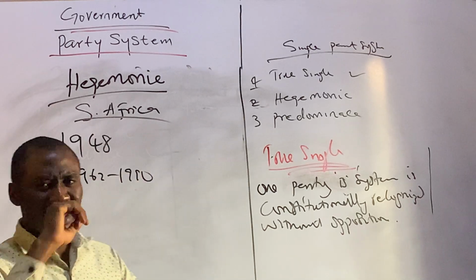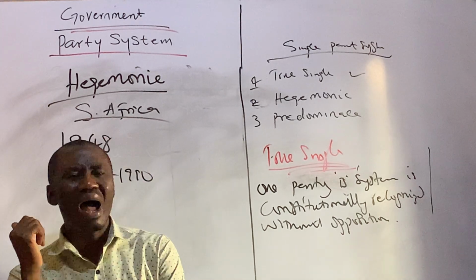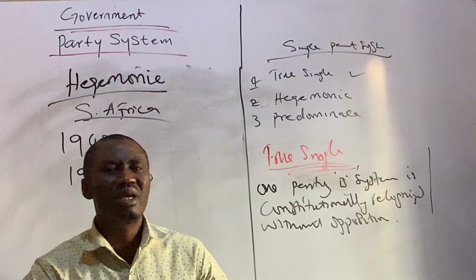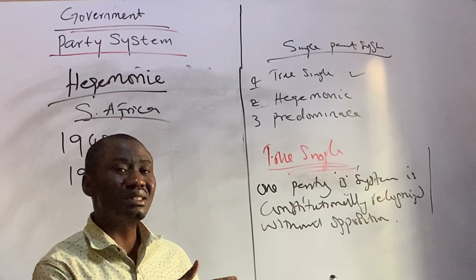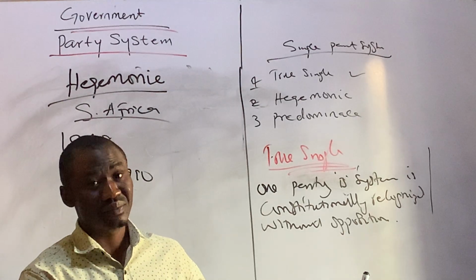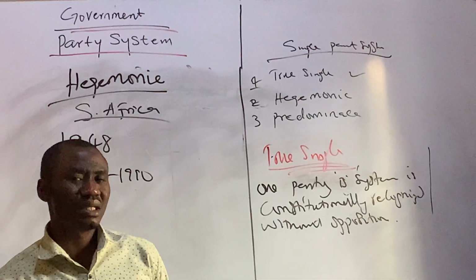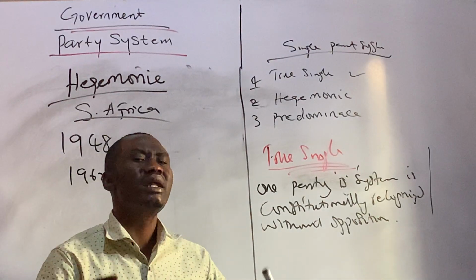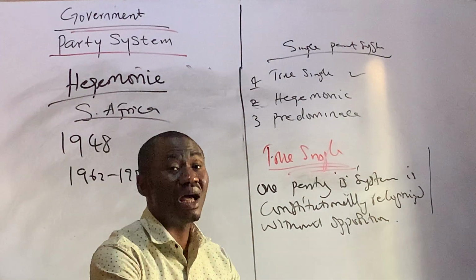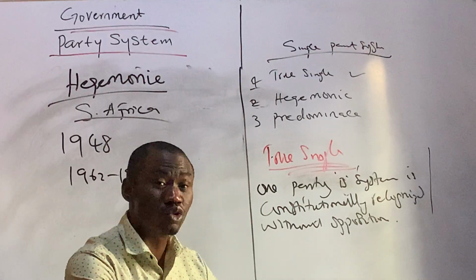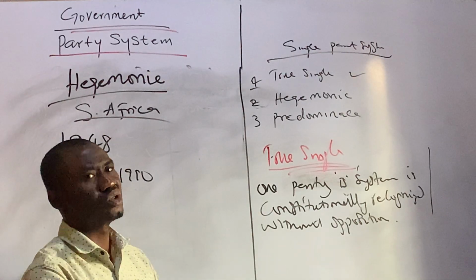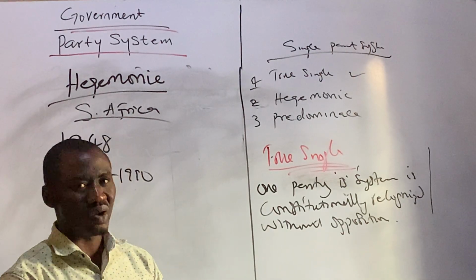I'm trying to remember some history. Now, why was he in prison? Because he began to oppose the party system that was in power at that time. And because of that, he was in prison. Now, they can give allowance for other parties to operate, but they are not constitutionally recognized.